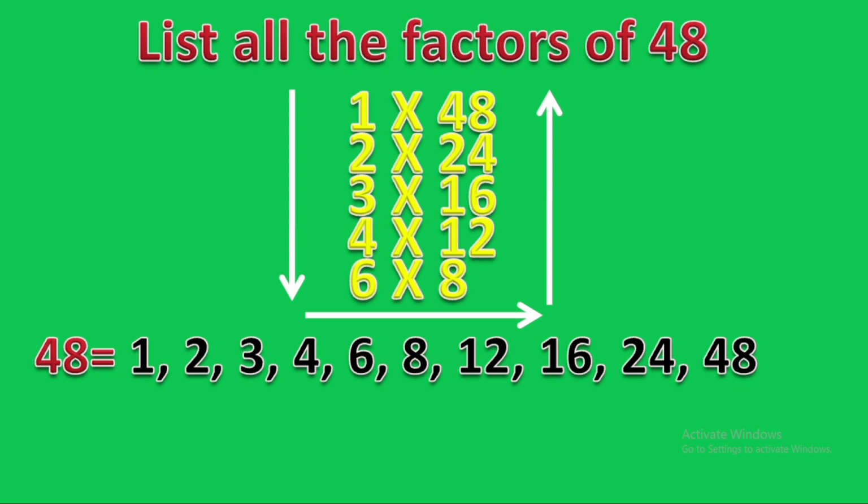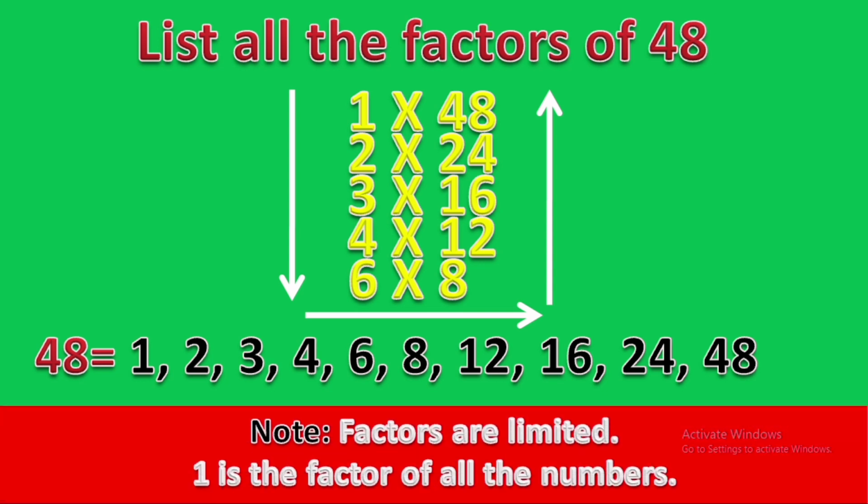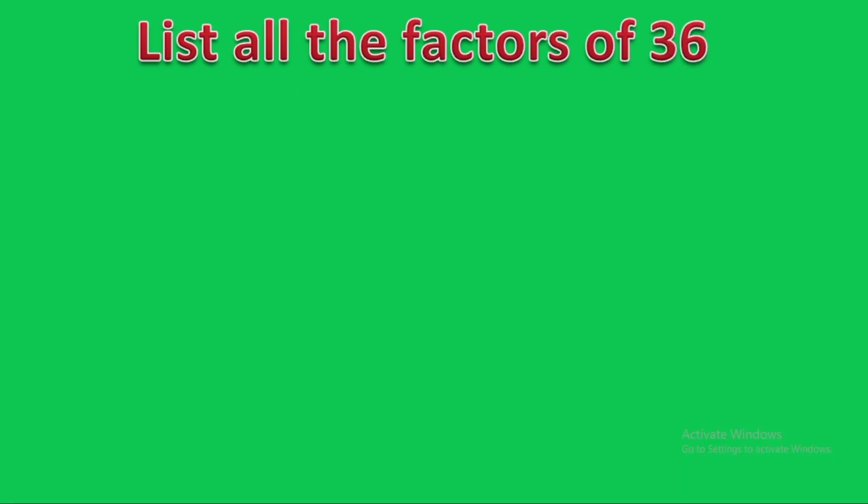Now you must have noticed that the factors will always end at the given number. So if I have taken the example over here 48, it will end at 48. Now some important thing that you need to remember, factors are limited. What did I tell you? Multiples are endless but factors are limited, and 1 is a factor of all the numbers. Now let us take another example.